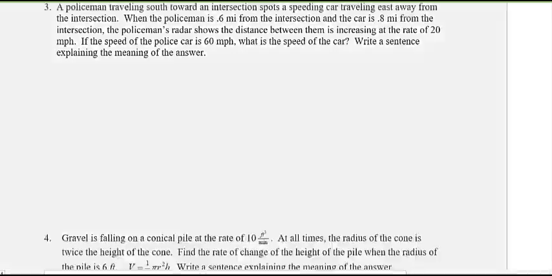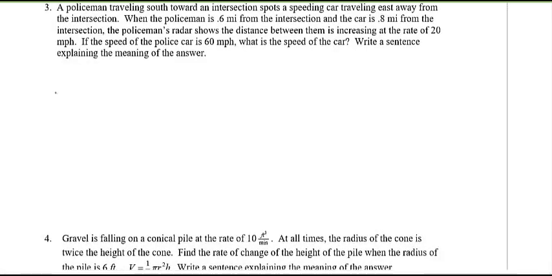Okay, so let's see. A policeman traveling south toward an intersection. So someone's traveling south, spots a speeding car traveling east away from the intersection. Zoom. When the policeman is 0.6 miles from the intersection, the car is 0.8 miles from the intersection. And the police's radar shows that the distance between them is increasing at a rate of 20 miles per hour. Wow. Okay, that's a lot of stuff. I think we need to look at a third variable here too. So I'm thinking y variable, x variable, z variable, the distance between them.